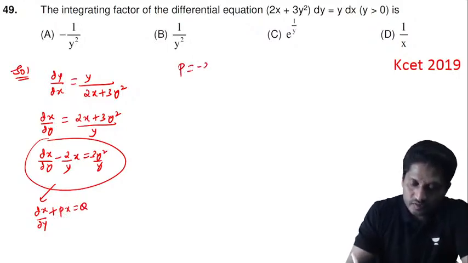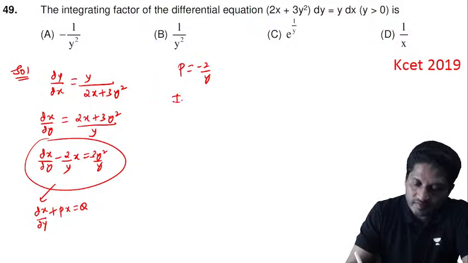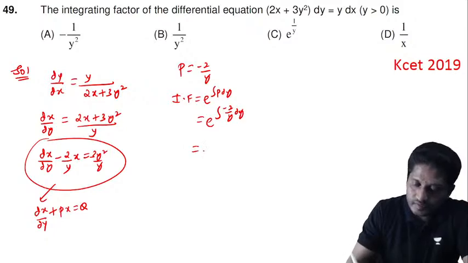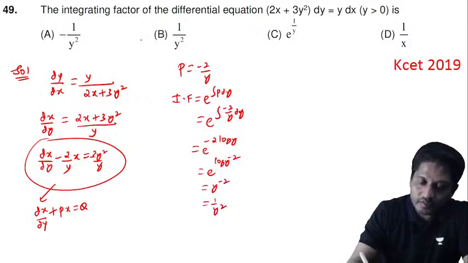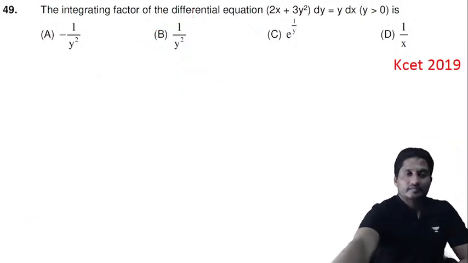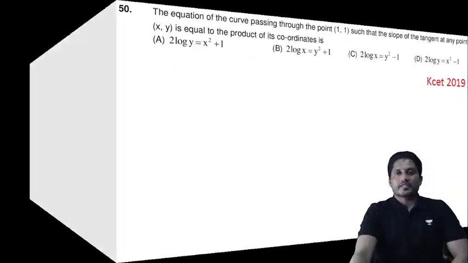P is equal to minus 2 by y. Now the integrating factor is e to the power integration of p dy. E to the power integration of minus 2 by y into dy. This is e to the power of minus 2 times the integration of 1 by y, which is log y. That is e to the power of minus log of y to the power of 2, which is equal to y power minus 2, that is 1 by y square. Answer is option B, only the integrating factor. Let's move to the next question.